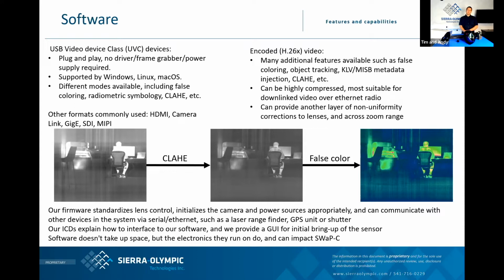One thing Tim mentioned earlier about the difficulty of zoom on thermal cameras, this encoder can provide some non-uniformity correction to lenses across the zoom range. So we'll have at different zoom indexes, different non-uniformity tables, and can correct across the whole zoom range rather than at one focal length. The software that runs on our encoder standardizes the lens control, and it handles all the camera initialization and power sources.